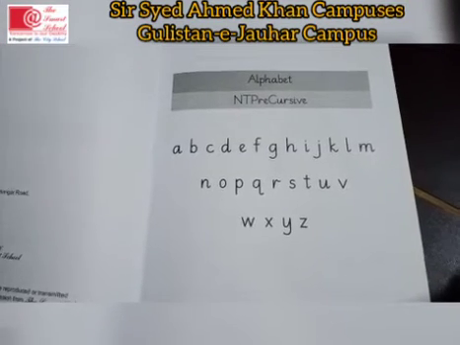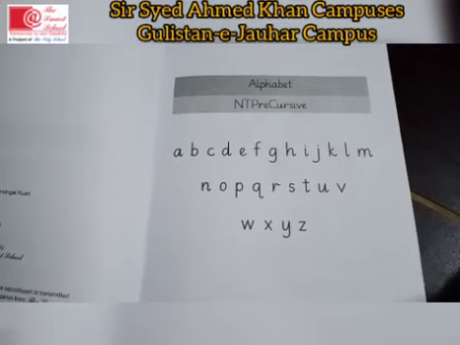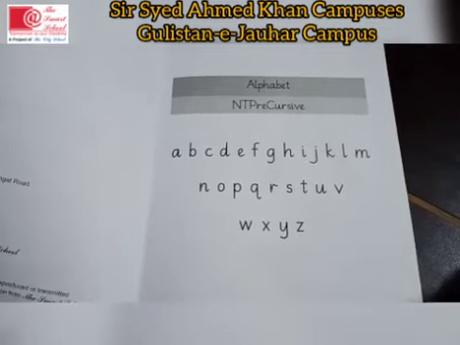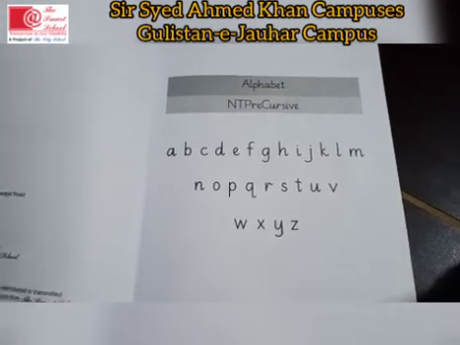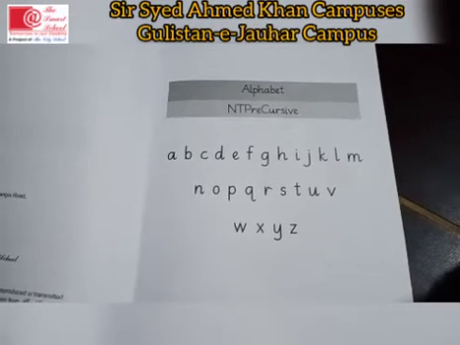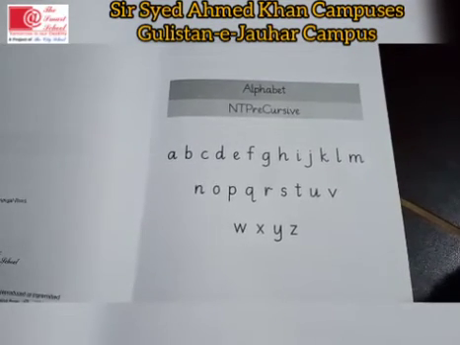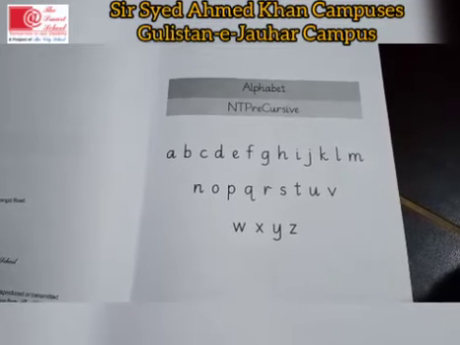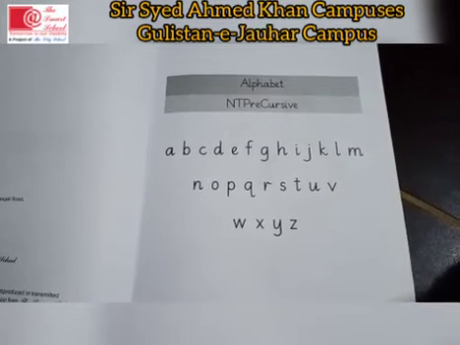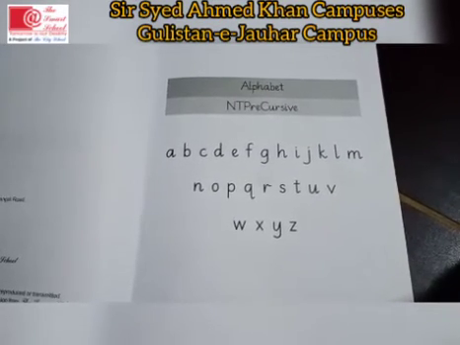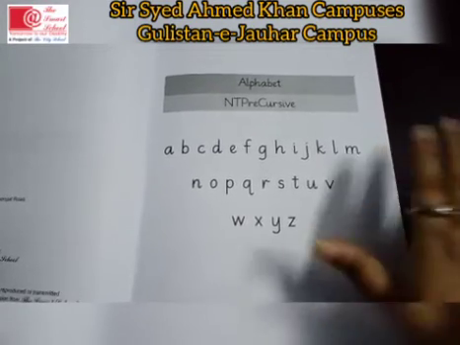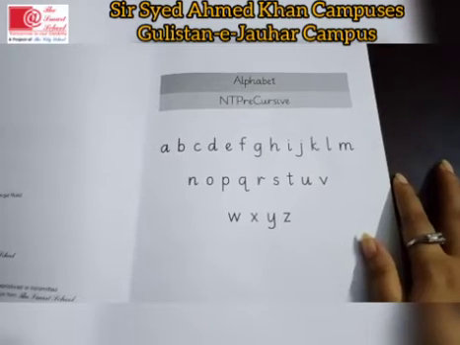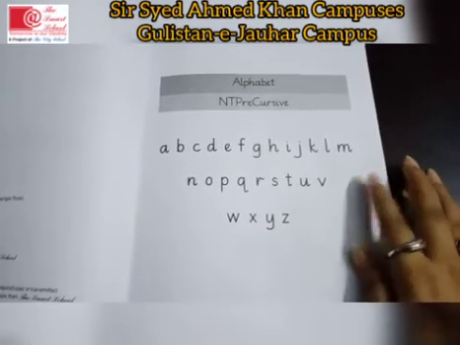And in the end, let's sing an ABC song together. Let's start. A, B, C, D, E, F, G, H, I, J, K, L, M, N, O, P, Q, R, S, T, U, V, W, X, Y, and Z. Now I know my ABCs.